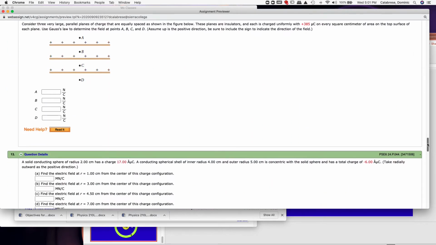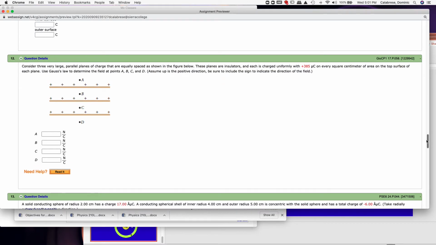So actually, let me look at this one. This is number 12. The first problem we did was 18. Okay, so now I'm going to look at number 12, if that's okay, unless you guys have questions on number 18 still.